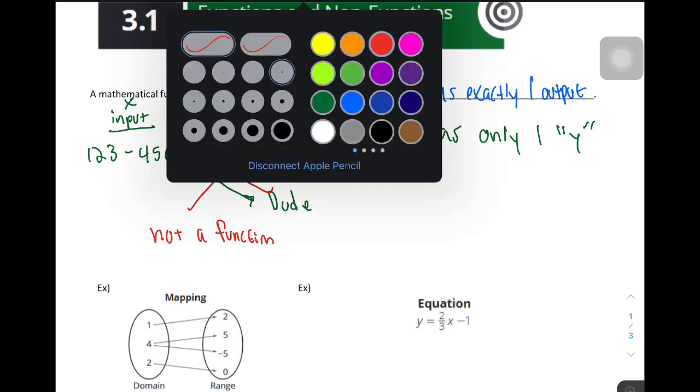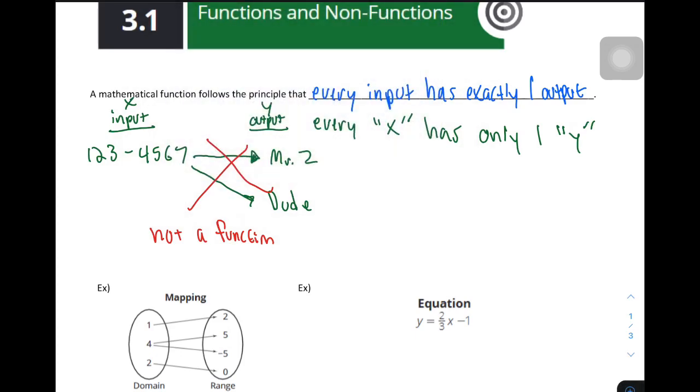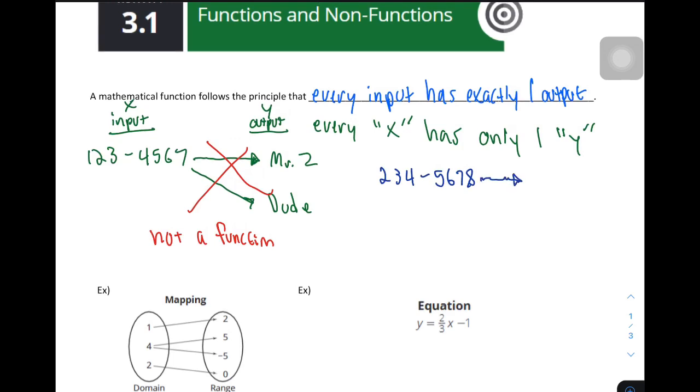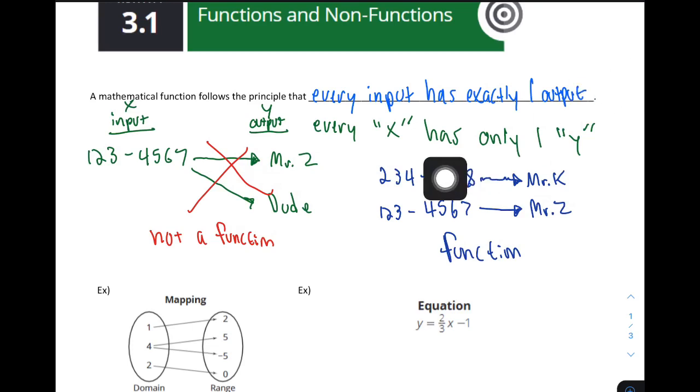So let me give you an example that is a function. Let's say my best friend, we'll say Mr. K for this video, has this phone number. You call that phone number, it goes to Mr. K. And then here's my old phone number. You call that, it goes to me. Is this a function? Yeah. It's a function because each of these inputs, each of these phone numbers, goes to exactly one output.